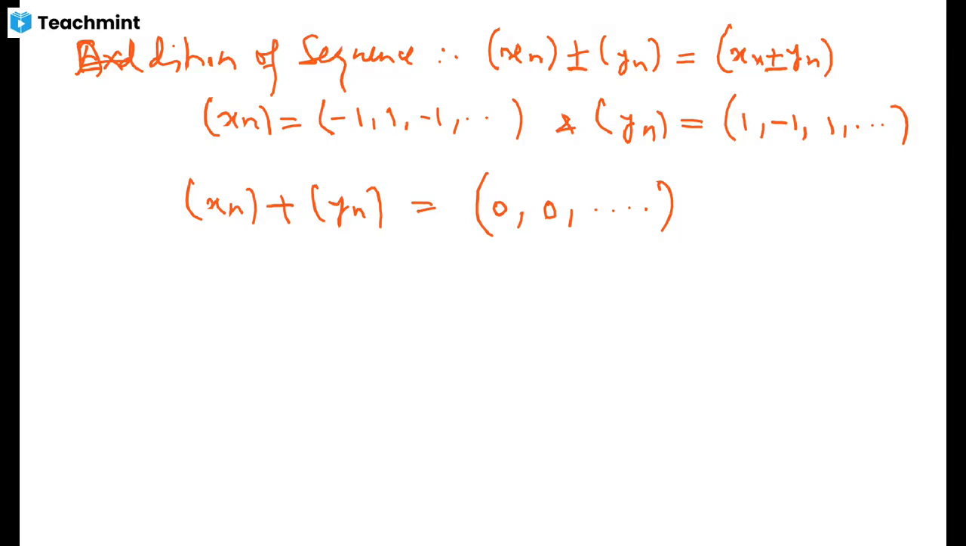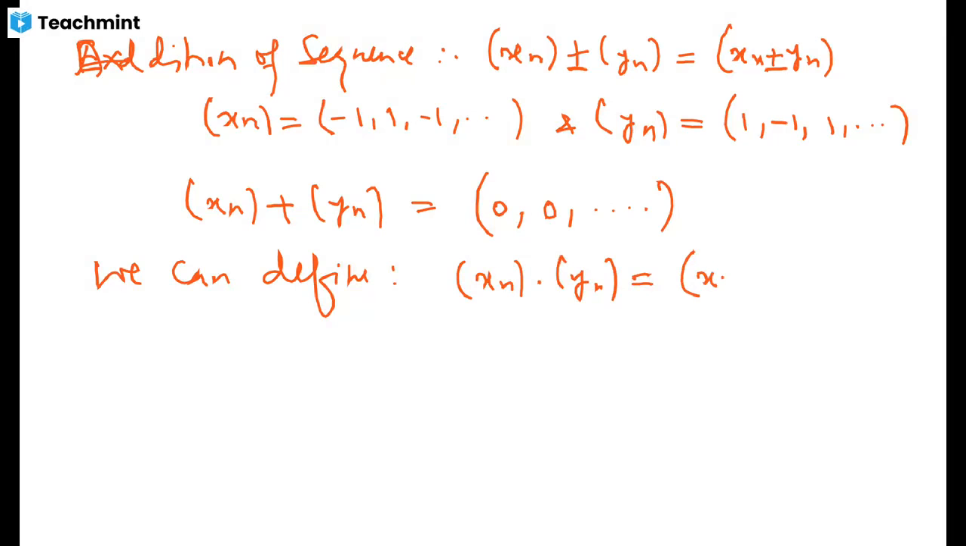Likewise, we can define the product of the sequences. If you have two sequences, you may multiply these two sequences. There are other products also, but we will consider the usual one. You just multiply the corresponding terms and you get the new sequence.